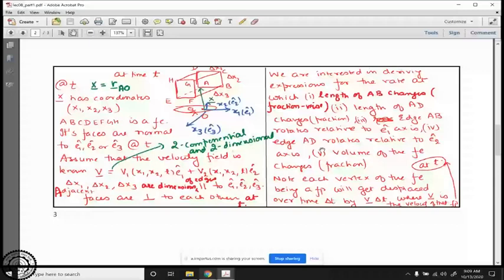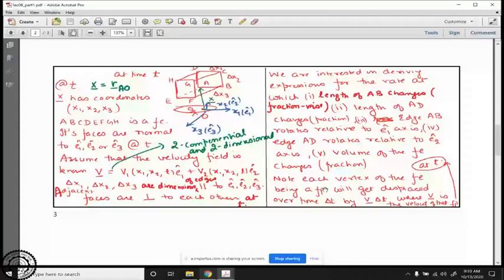And with that, we will try to derive an expression for a measure of at what rate the entire fluid element is rotating. And finally, as I said before, at what rate the volume of the fluid element changes.